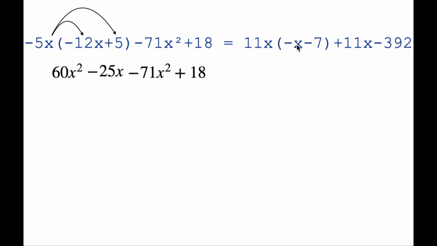Then the 11x is going to multiply the negative 11x, and that's going to give us negative 11x squared. The 11x multiplies the negative 7, giving us negative 77x. Then I'm going to add the 11x minus 392.